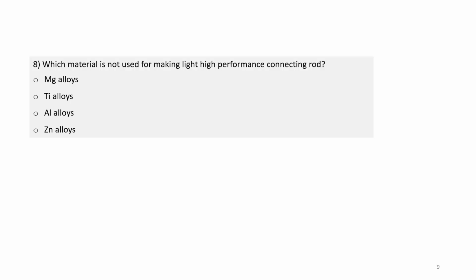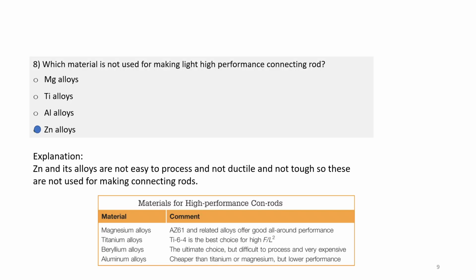Which material is not used for making light high performance connecting rods? Your options are magnesium alloys, titanium alloys, aluminum alloys or zinc alloys. So the correct answer will be zinc alloys. Zinc and its alloys are not easy to process and not ductile, and they are not tough, so these are not used for making connecting rods.